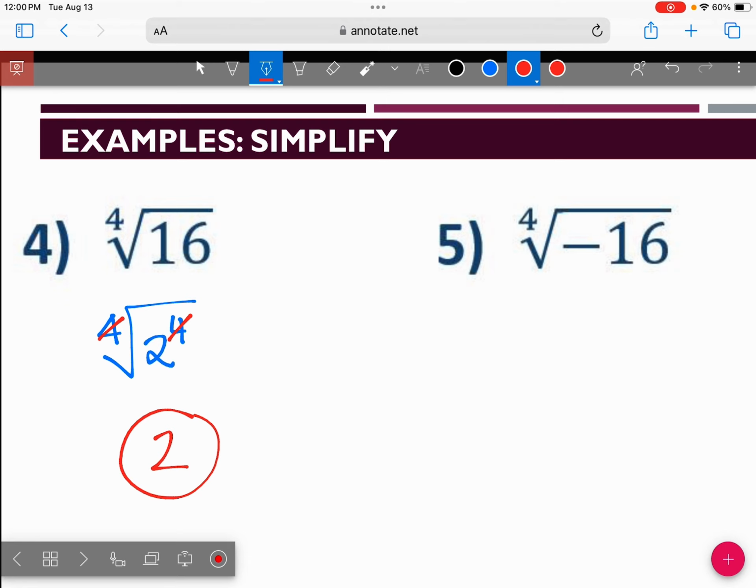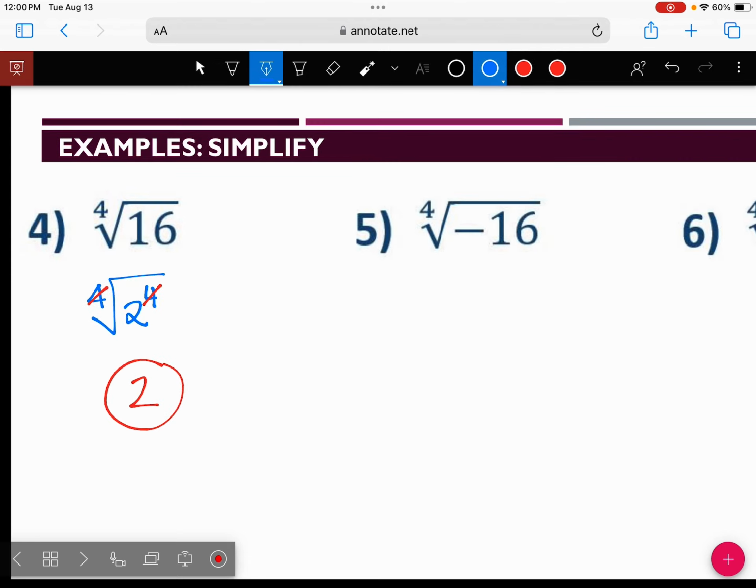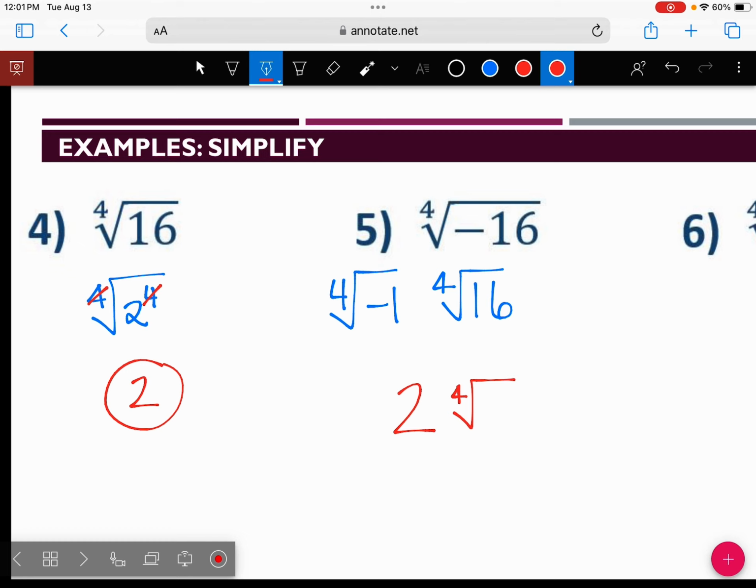For number 5, again, we have that negative, so we need to take it out. Now, is this going to be does not exist, or is this going to equal -1 based on the rule that I just gave you? So we have to leave this. We can't do anything with that because this is even. So this is going to stay. And we already know that this equals 2. So my final answer is going to be 2 times the 4th root of -1.